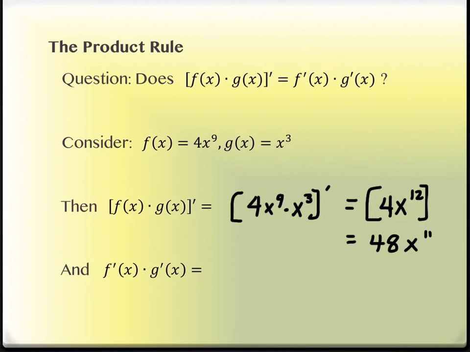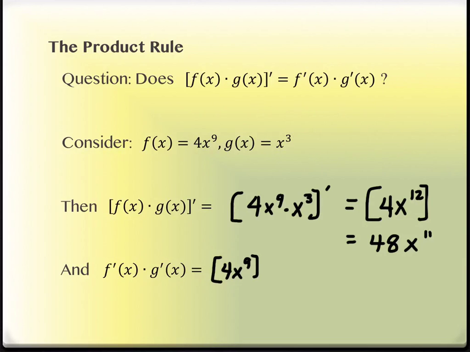Everybody see what I did with that? I multiplied the functions first, then took the derivative. So the question is this idea of commutative, right? Could I do it in the other order? That's what commutative means, that the order doesn't matter. So what if I took the derivatives first? In other words, what is the derivative of the 4x to the 9th?